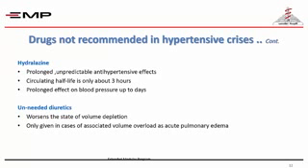Also, it's not recommended to use hydralazine due to prolonged, unpredictable antihypertensive effects; its circulating half-life is only about 3 hours, but the effect on blood pressure can last up to days. Also, unneeded diuretics worsen the state of volume depletion and are only given in cases of associated volume overload, as with acute pulmonary edema.